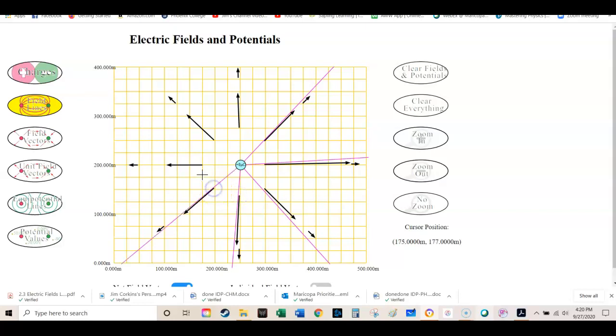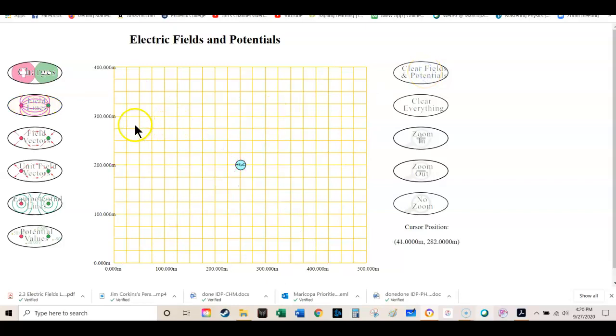I'm trying to click right where I clicked before. I'm not very good at it. And they're not drawing vector heads on these field lines, but notice that they are pointing radially away from the object, okay? The field vectors are pointed outwards. So this is a positive 8 microcoulomb charge.